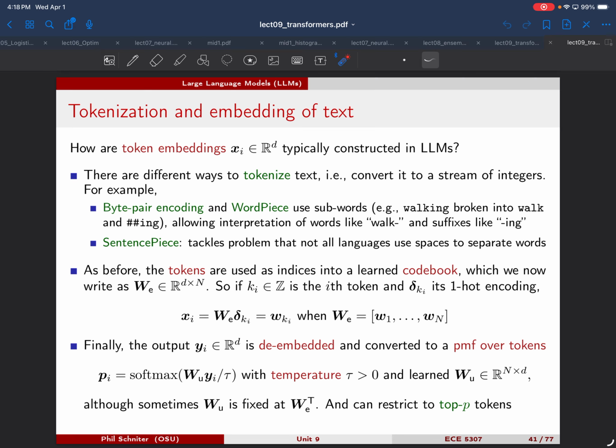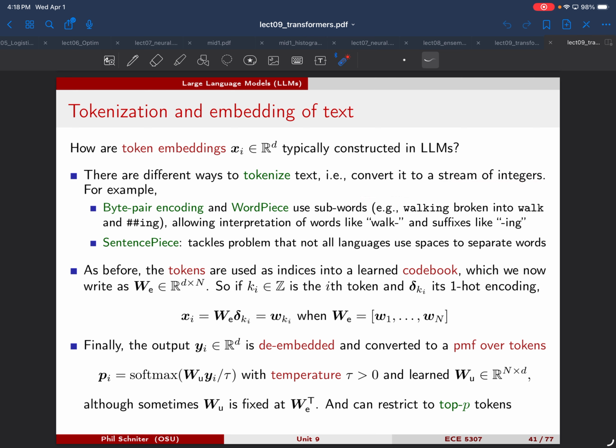There are some different tokenization methods that do that. Some pretty famous ones are byte pair encoding and word piece. I'm not going to get into more details, but you can click the links if you'd like to learn more. But then there's the issue that some languages are not broken up with spaces between words, and so there are other tokenizers like sentence piece that tackle that. So there are different ways to tokenize and convert to a stream of integers.